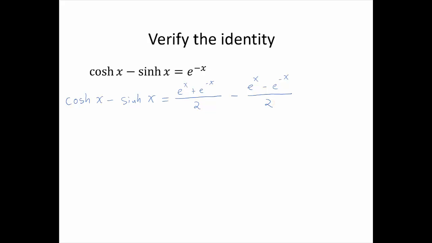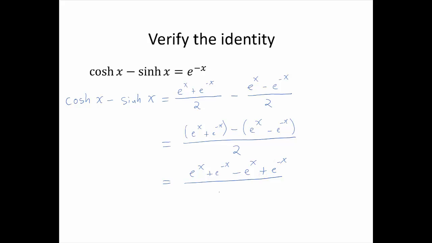Now these are two fractions. They have the same denominator, so I can immediately combine them into a single fraction. And so that would be e to the x plus e to the negative x. I don't really need those parentheses, but I'll leave them there. Now I'm subtracting the entire second numerator. This second set of parentheses is pretty important. And the common denominator is 2. Distributing that subtraction, I now have e to the x plus e to the negative x, minus e to the x, plus e to the negative x, and that's still divided by 2.